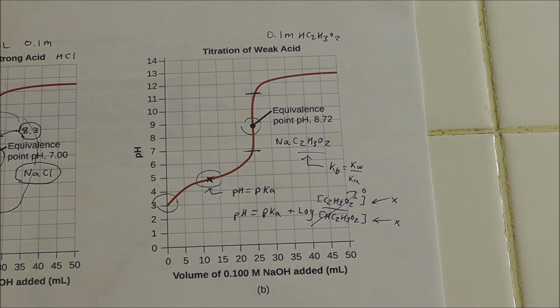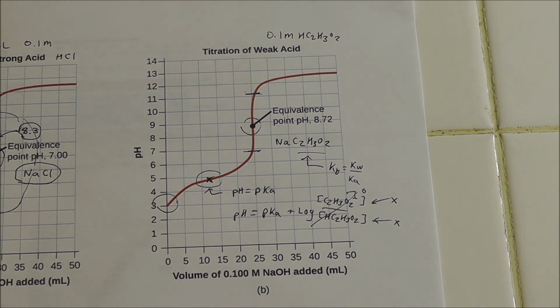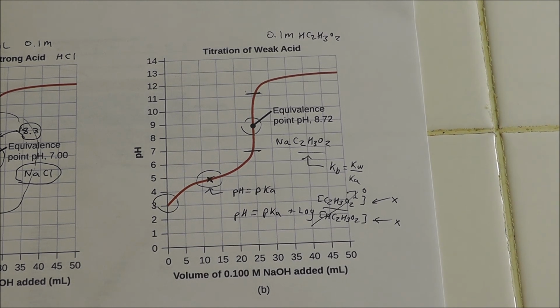So if we took a weak base and titrated with a strong acid, what if an acid or base had 2 H pluses and they came off one at a time? What would that curve look like? All these questions will be answered in the next video.